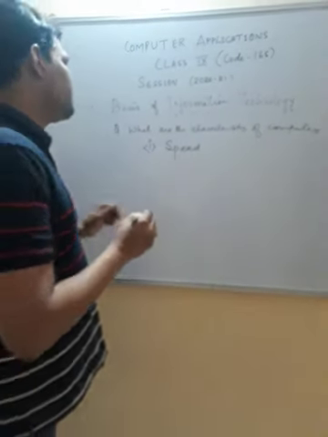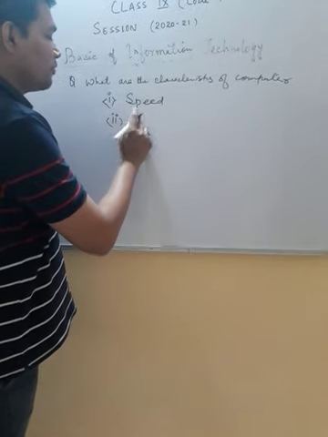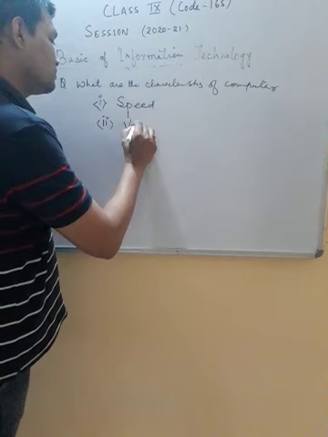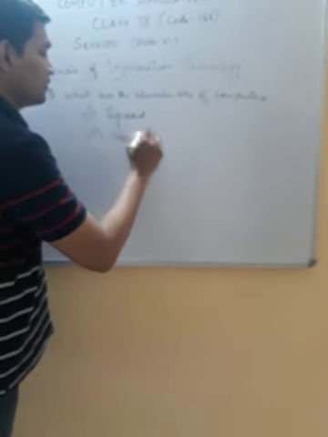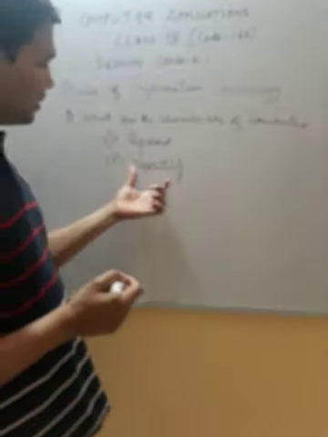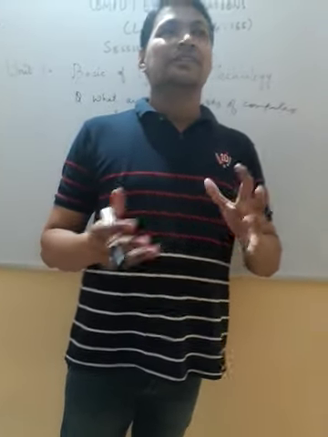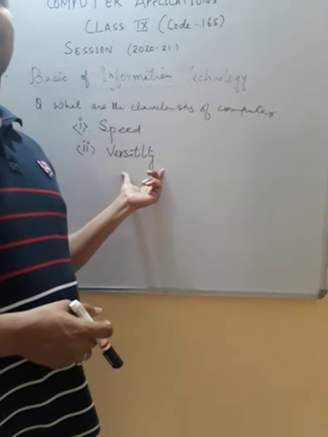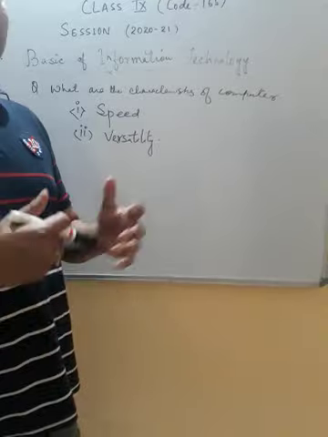The second thing is versatility. What is it? Versatility means what? In Hindi it is called chanchalta. It means that a computer system can perform multiple jobs at the same time. Multiple jobs at the same time.